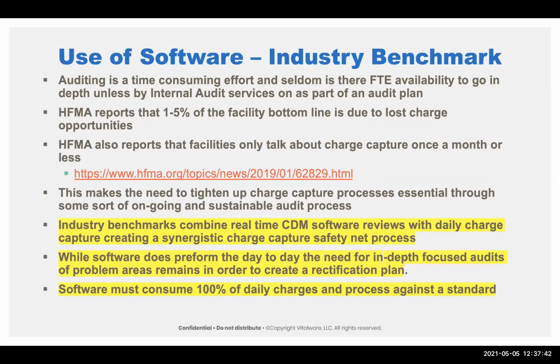Software must consume 100% of your daily charges and your daily coding. Otherwise, you're only going to get a skewed answer. So if I'm looking for the reason for denial and I see just a portion of the sample, then that reason for denial is not complete. I may want to go and look at something else. And this happens a lot for medical necessity.